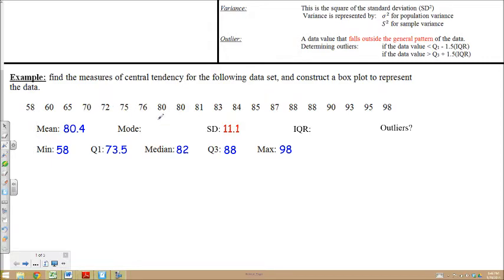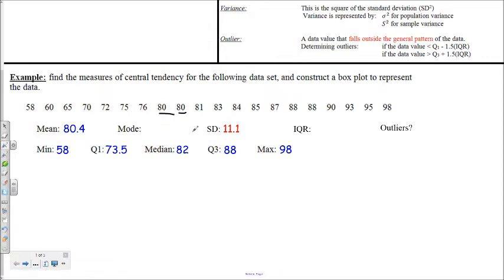The mode, recall, is the most common value. So as I move through this data set, I see that 80 so far is the only value which occurs more than once. And as I continue to go through, I also see that 88 occurs more than once. So since these two values occur more than any other, they are the mode. 80 and 88 are both the mode. This data set is called bimodal because it has two modes.